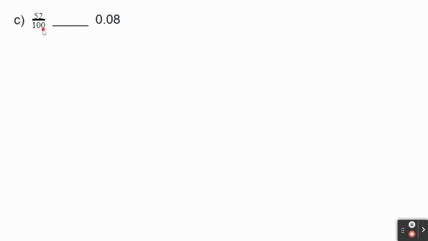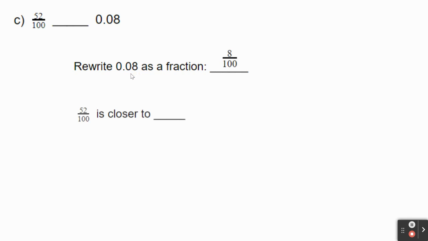Last one, we have 52 hundredths compared to 8 hundredths. First, we'll rewrite 8 hundredths as a fraction. So we can see that 8 is in the hundredths place, so we know the denominator is 100, and the digit we see is 8. So this is going to be written as 8/100. So now let's figure out which benchmark fraction 52 hundredths is closest to. Well, we said half of 100 is 50. So this is only 2 hundredths more than halfway. It's only 2 hundredths more than 50 hundredths. So this means that 52 hundredths is closest to 1/2.